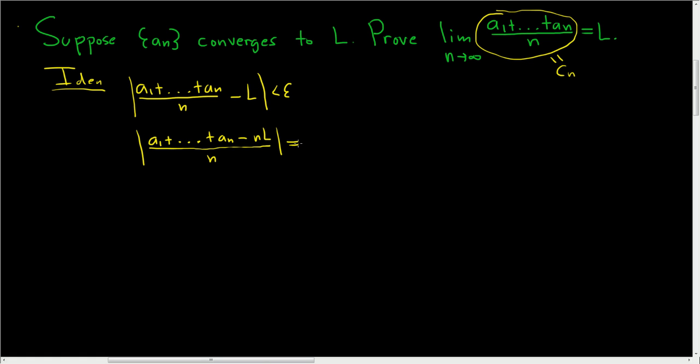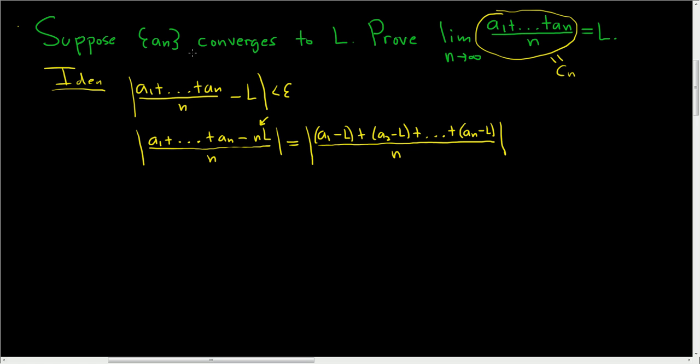So we have n copies of L, and we have n terms, so we can group them together as follows. We can write this as a sub 1 minus L plus a sub 2 minus L plus plus a sub n minus L. Gotta be really careful here. Lots of nasty notation all over n.